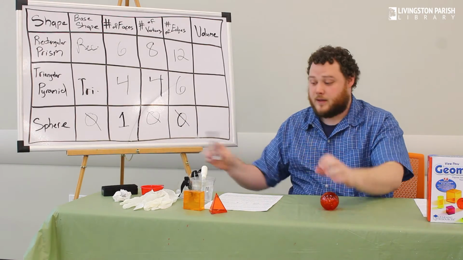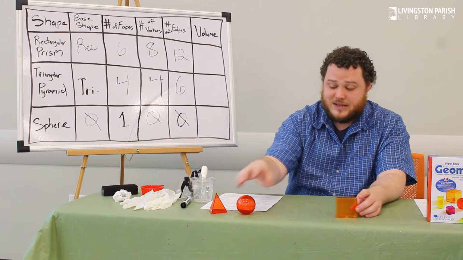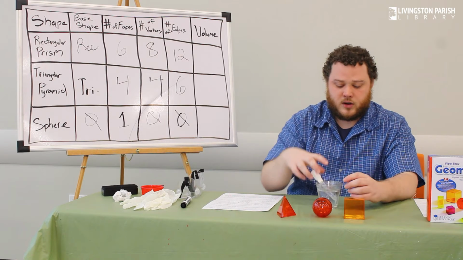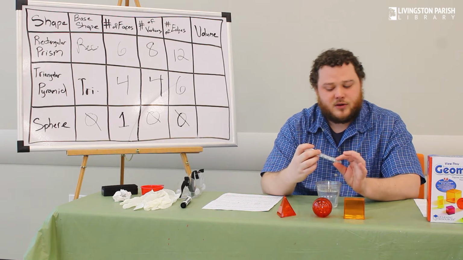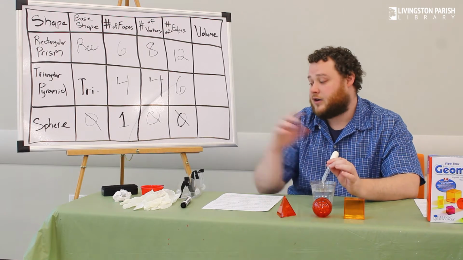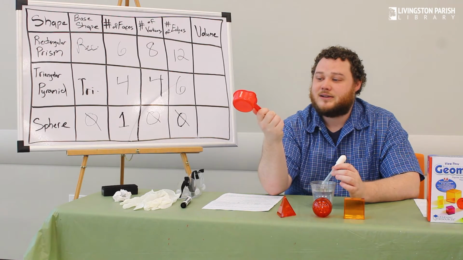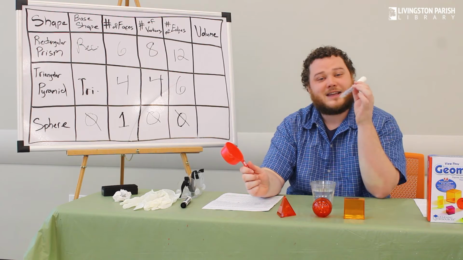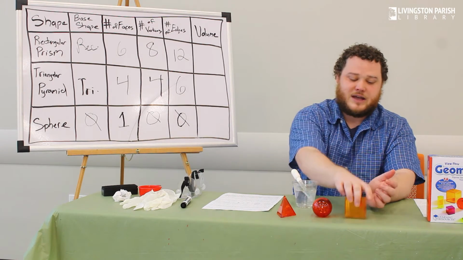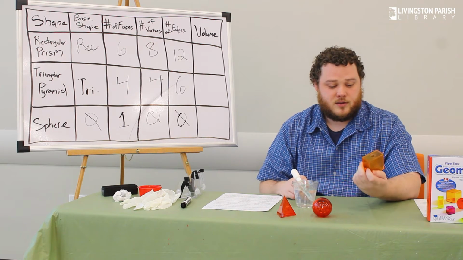So let's measure out our volume. For volume with me today, I have a little cup of water and a medicine dropper that goes up to 5 milliliters. I also have a measuring cup that is half a cup. I did not get anything smaller than this, and I did not get anything larger than this. So bear with me while we count how many milliliters of water will fill a square prism.